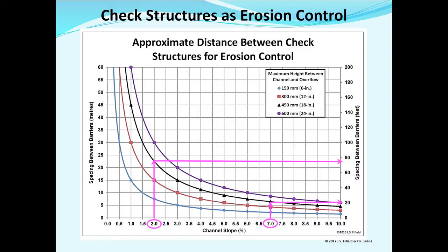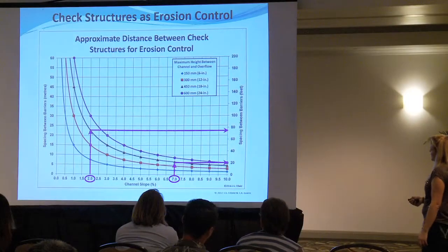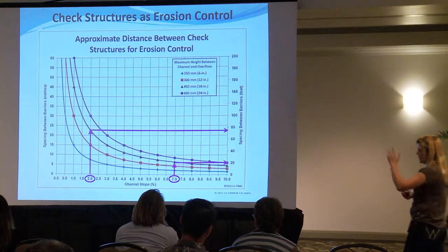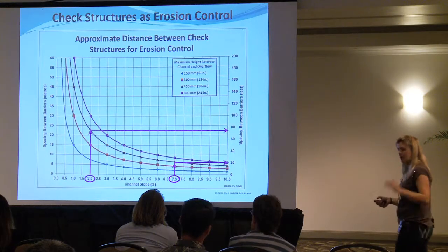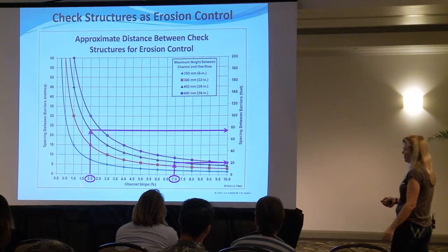Okay. This here, I'm just throwing it up just to show that spacing is critical and to be aware of it. Just because on every project a designer keeps putting check structures at 50 feet apart, doesn't matter the slope of the channel or whatever, that means that they're not considering the true function of it. 2% channel slope, the spacing of an 18-inch high barrier would be about 75 feet apart. So that means you have one here, 75 feet up the channel would be the next one. That would give you that plateau. 2% slope, not very steep.